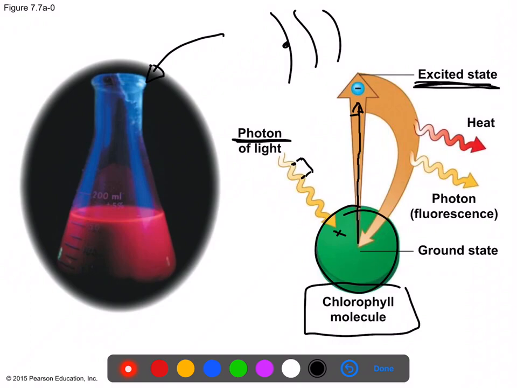It means that the electron has gone from an inner shell to an outer shell. That's what it means to have become excited. It jumped from being in an inner shell to being now on an outer shell. Maybe this shell or this shell right here.